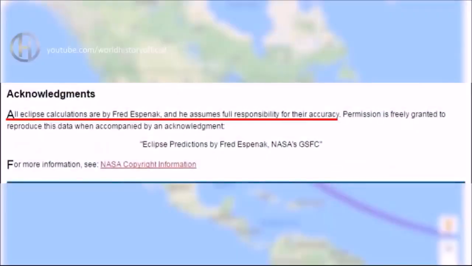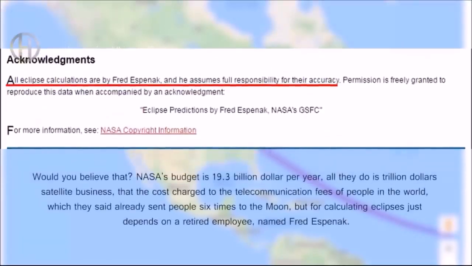Please look at the bottom of that page. Written there: all eclipse calculations are by Fred S. Pennock, and he assumes full responsibility for their accuracy. Would you believe that? NASA's budget is $19.3 billion per year.